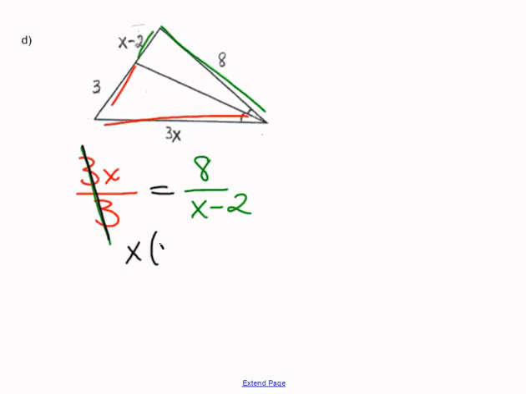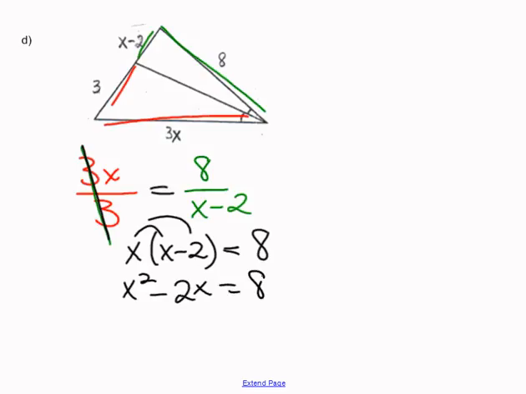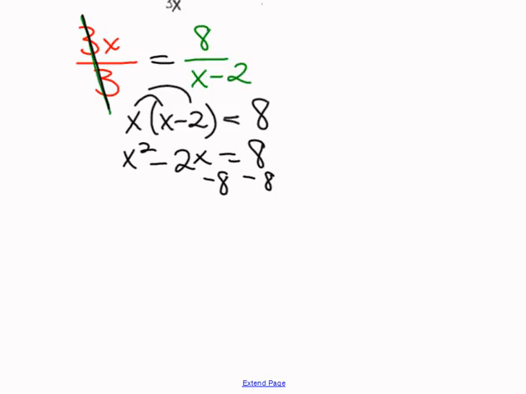Okay, so now I've got x times x minus 2 equals, well, 8 times 1 is 8. All right, so now I have to distribute. Oh, it's going to be factoring. x squared minus 2x equals 8. Well, take away 8 from both sides so I can get that all on one side, okay? So we've got x squared minus 2x minus 8 equals 0.